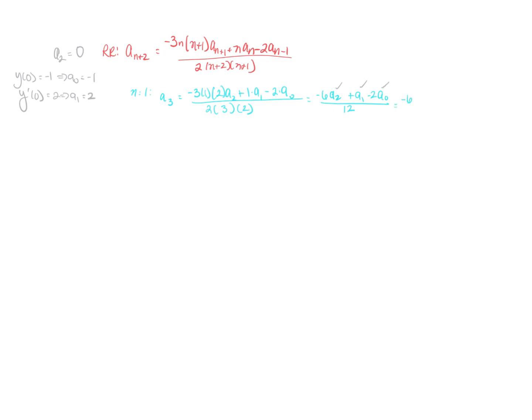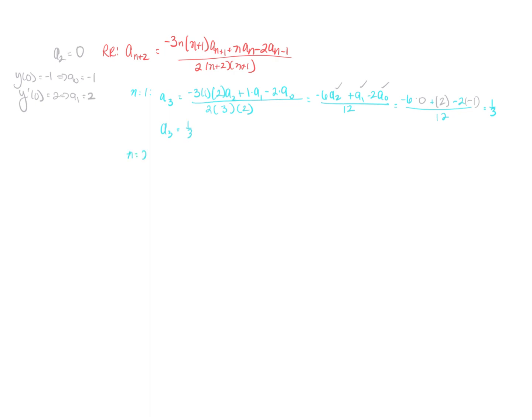So I end up with negative 6 times a2, which is 0, plus a1, which is 2, and minus 2 times a naught, which is negative 1. Oops, I put in the wrong one at first. There we go. I think we got it there. And it's all over 12. So really, we get 4 over 12, which is 1/3. So we now know that a sub 3 is 1/3.